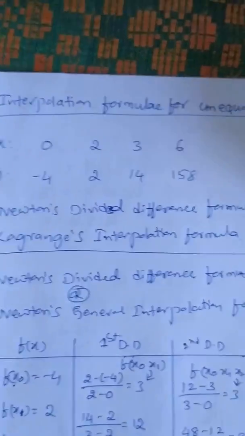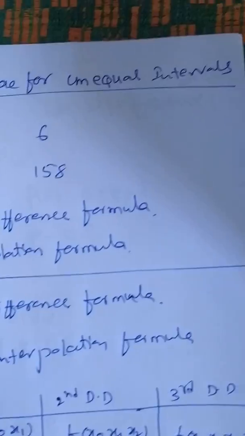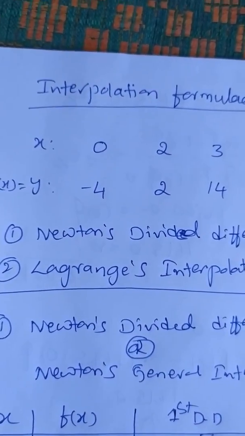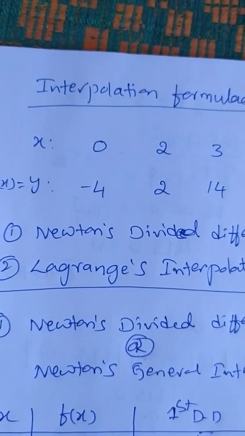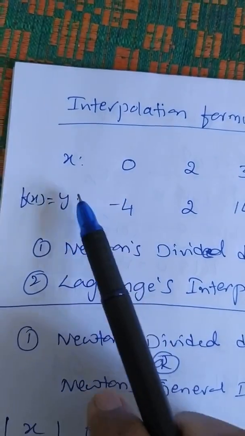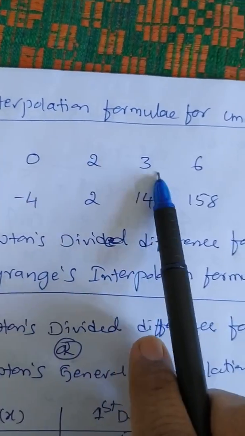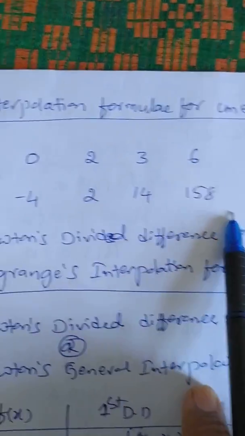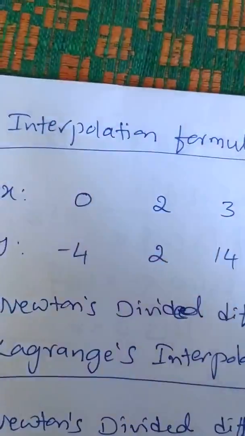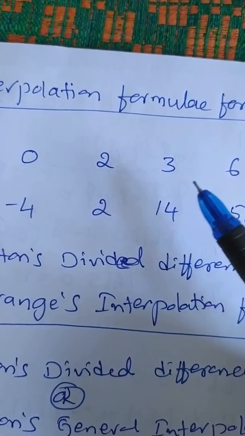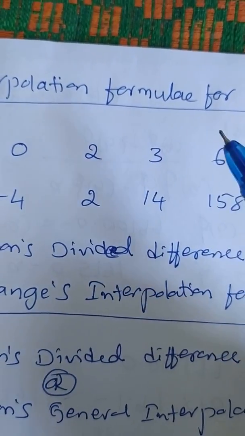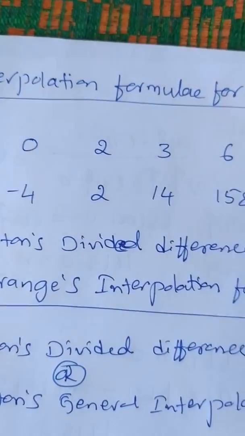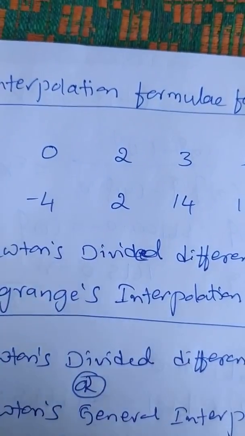Okay, today I am going to start the interpolation formula for unequal intervals. Already I explained in the first video what is the difference between equal and unequal intervals. Here there are x values 0, 2, 3, 4. Corresponding to x values we have f of x or y values minus 4, 2, 14 and 158. See the difference between x values. 2 minus 0 is 2, 3 minus 2 is 1, 6 minus 3 is 3. See, the differences are 2, 1, 3. H is not equal. That means the common difference is not equal.